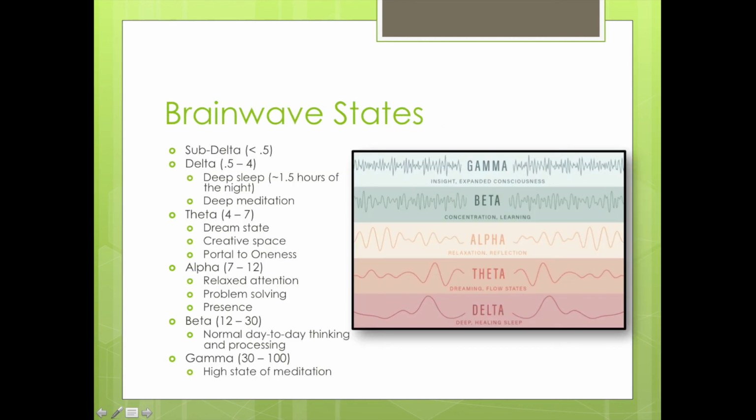So we have about 6 different categories of brainwave states. The first being subdelta, which is less than 0.5 cycles per second. And this is associated with the basic cerebral rhythms that underlie those higher brain functions. So it is especially slow. We have the delta state, which ranges from 0.5 to 4 cycles per second. And this is affiliated with deep sleep and deep meditation.